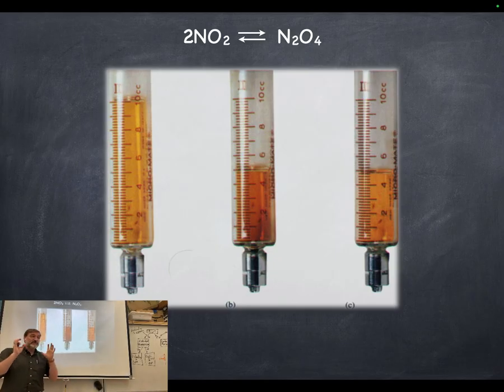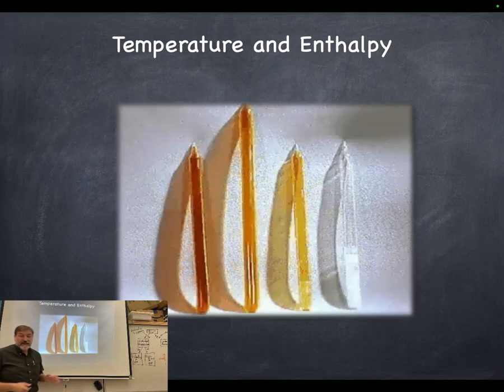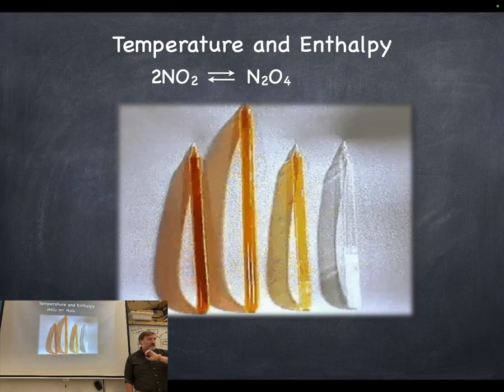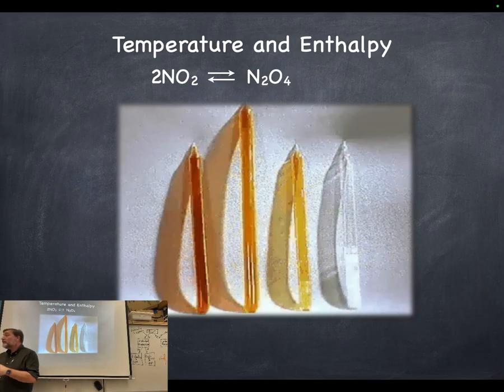Okay. When you change the temperature, you change the value of the equilibrium constant, but it changes in a predictable way. If you are trying to predict how the value of the equilibrium constant will change when you change the temperature, you need to know if your reaction is endothermic or exothermic. And the reason why endo versus exothermic matters is because what you're doing by changing the temperature is changing the rate constant.